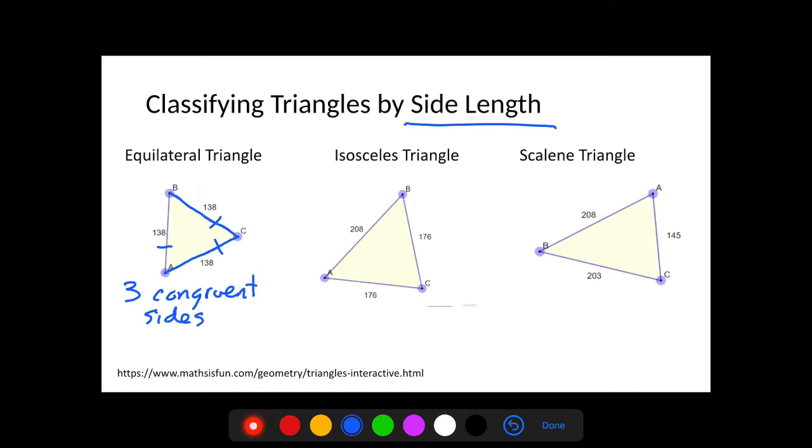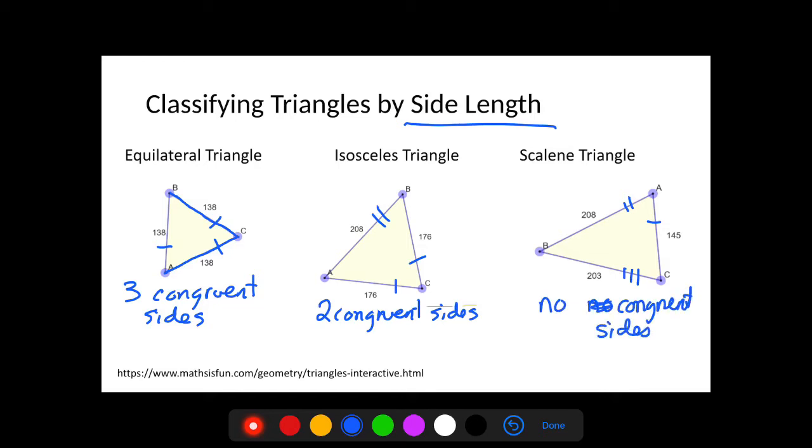Next, we have the isosceles triangle that has 2 congruent sides. The third side is a different length. And finally, our scalene, which has 3 sides with different lengths. So we have no congruent sides.